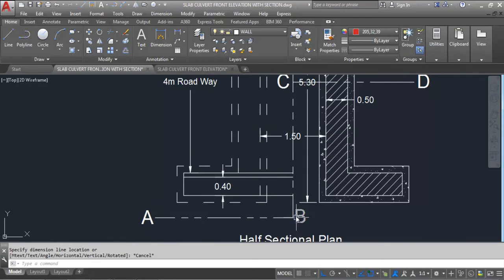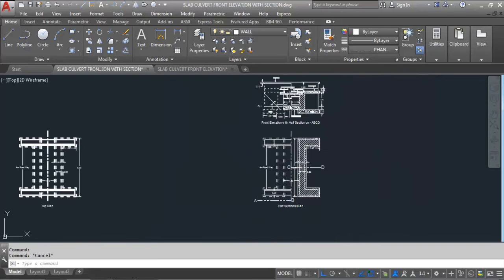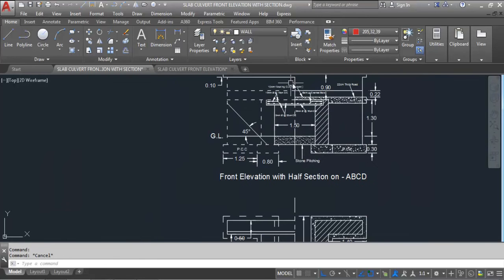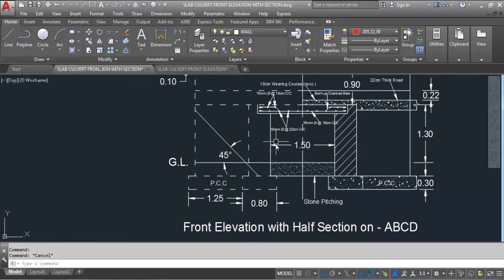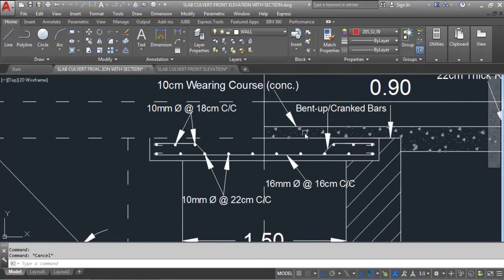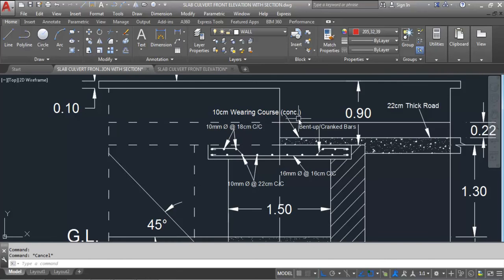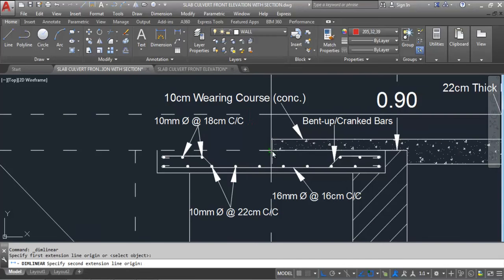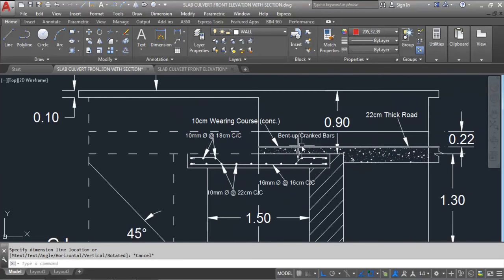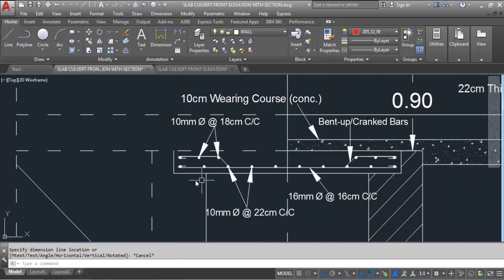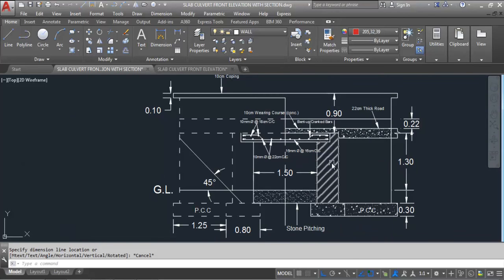Now here we can see the front elevation. Now this is the front elevation. On this side, this is the 10 centimeter wearing course, 0.1 meter. Now this is our slab. This is the slab.